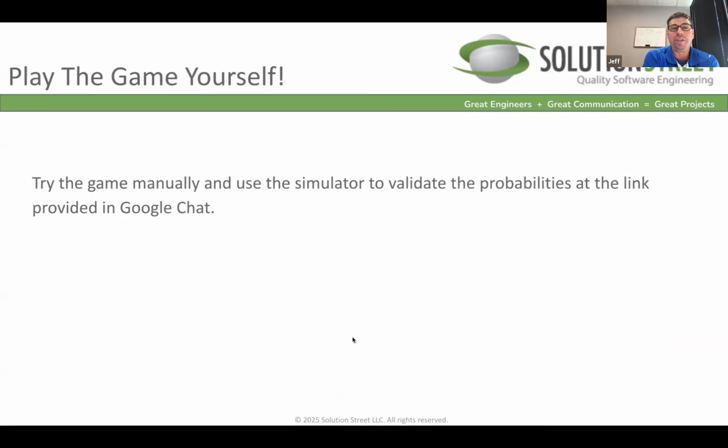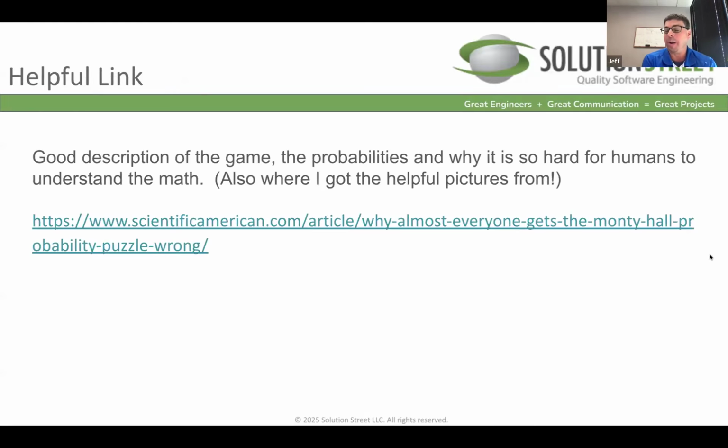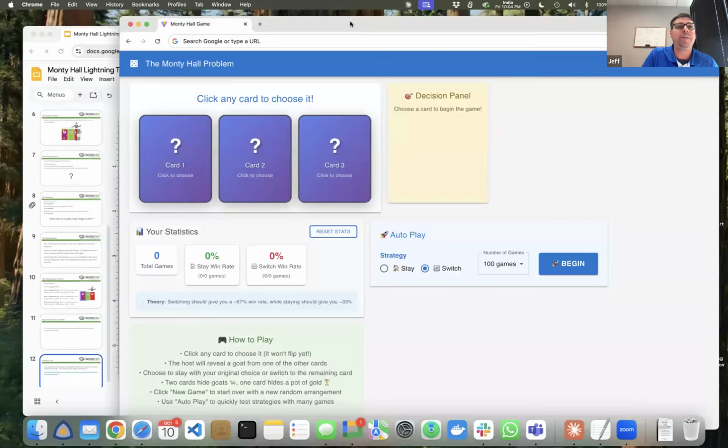Now, you can play the game yourself. I've actually created the game. There's a bunch online, but you can use mine. I'll show the game in a minute, but you can play the game manually on my website. And there's actually a simulator there where you can simulate playing it 10 times, 100 times with different strategies. There's a good description of the game and the probabilities. Why is it so hard for humans to understand this? And it's also where I got the helpful pictures. This link will stay in my presentation for you to look at later. But let's look at my game that I came up with.